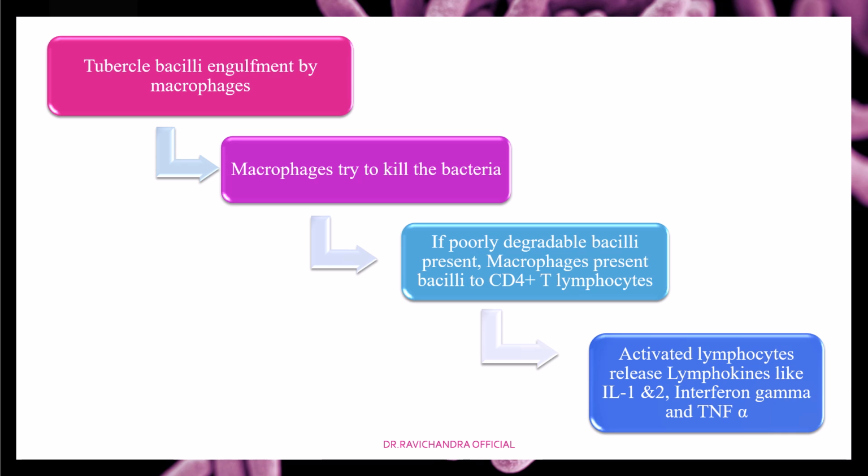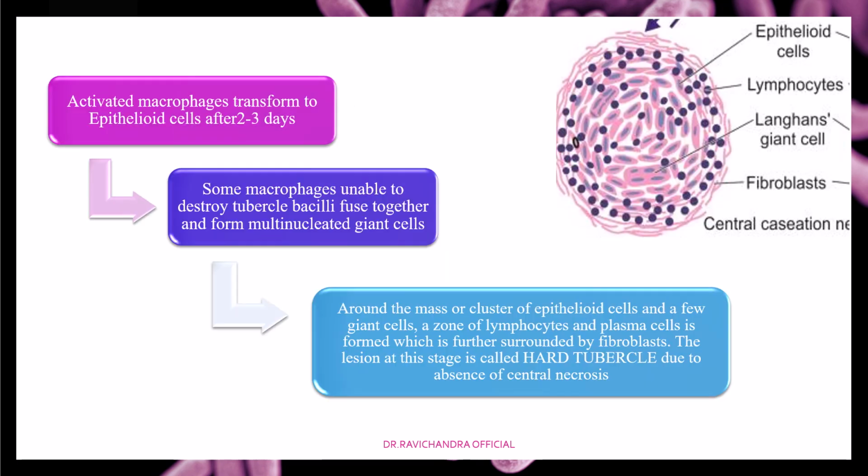Engulfment of the tubercle bacillus by the macrophages will happen. They will try to kill the bacteria, and if they are poorly digested because of the cell wall or something else, macrophages present the bacillus to the CD4 positive T lymphocytes. These activated lymphocytes release lymphokines like interleukin 1 and 2, interferon gamma, and tumor necrosis factor alpha, which cause activated macrophages to transform into epithelioid cells, which have a slipper-shaped nucleus, a characteristic feature, after 2 to 3 days. Some macrophages are unable to destroy the tubercle bacilli and will fuse together and form multinucleated giant cells.